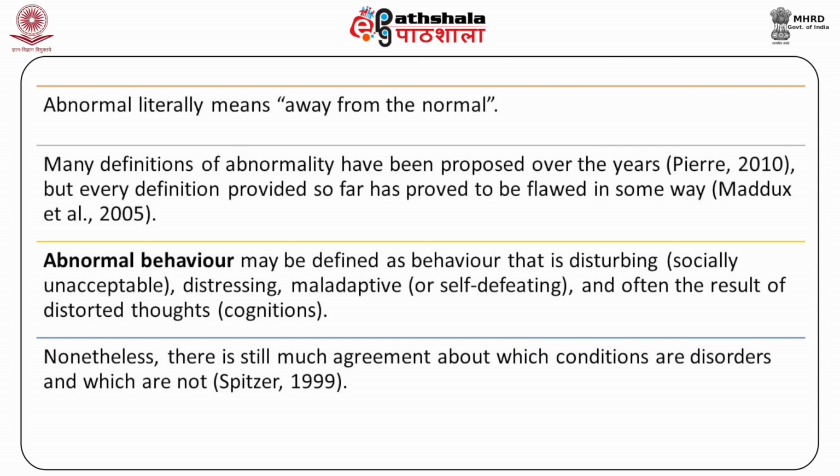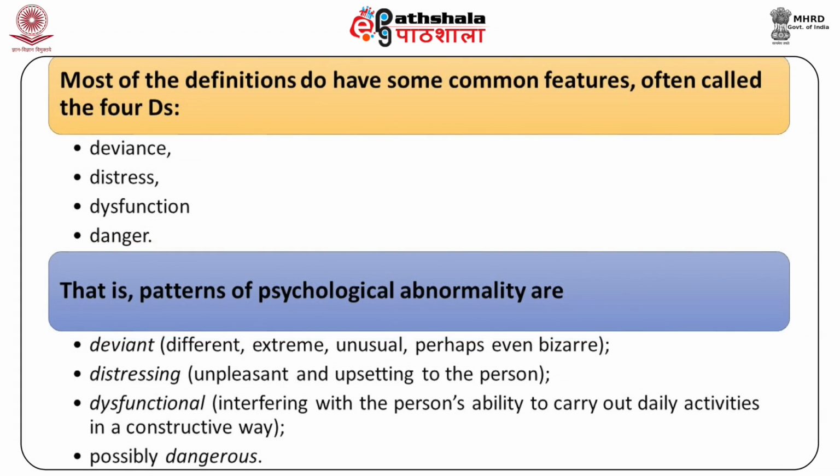Nonetheless, there is still much agreement about which conditions are disorders and which are not. Most of the definitions do have some common features, often called the 4 Ds: deviance, distress, dysfunction, and danger. This pattern of psychological abnormality is deviant, different, extreme, unusual, perhaps even bizarre. Distressing means unpleasant and upsetting to the person. Dysfunctional means interfering with the person's ability to carry out daily activities in a constructive way, and possibly dangerous.